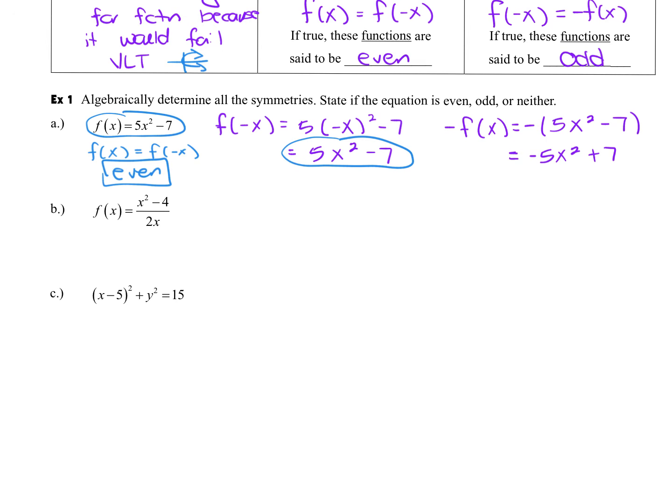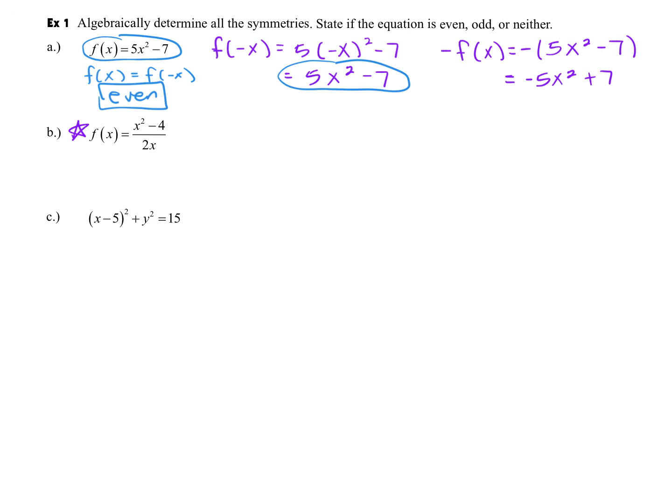Next, let's take a look at this rational function. I'm going to tell you right now, these are tricky for students because they want to do funny things with our negatives. Let's find f of negative x. Again, that means everywhere we see x, we're going to put negative x. So negative x squared minus 4, and in the denominator, I have 2 times negative x. This is going to clean up to be x squared minus 4 and a negative 2x in the denominator.